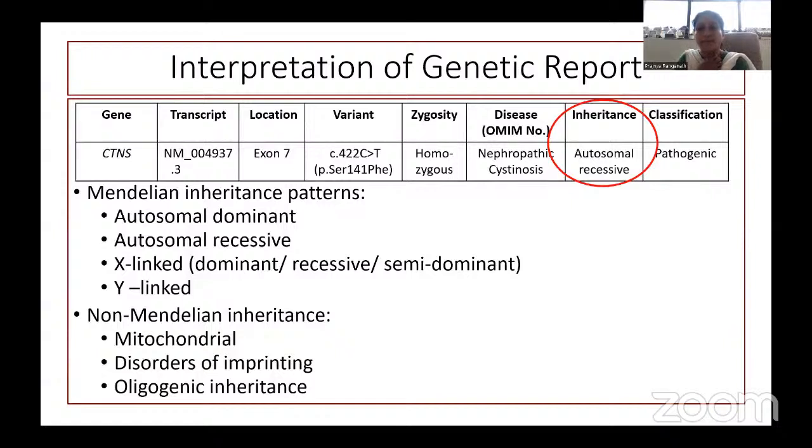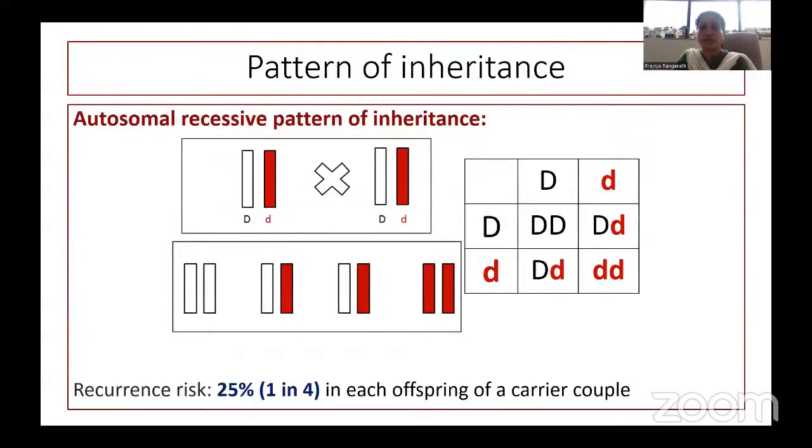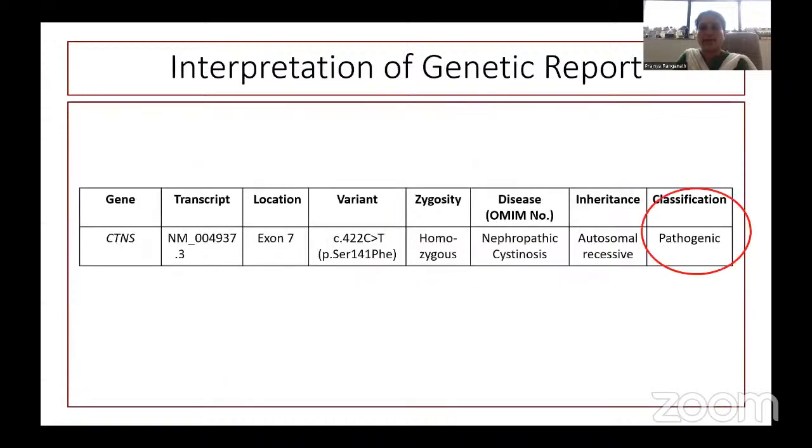One of the classic examples given is for Bardet-Biedl syndrome, certain types, where mutations may be present in 2 genes, BBS2 and BBS6 together, to cause the disease. So in this particular child, cystinosis follows a typical autosomal recessive pattern of inheritance with a 25% risk of recurrence in each offspring of a carrier couple. Then finally, moving on to this last column, that is the classification of the variant.